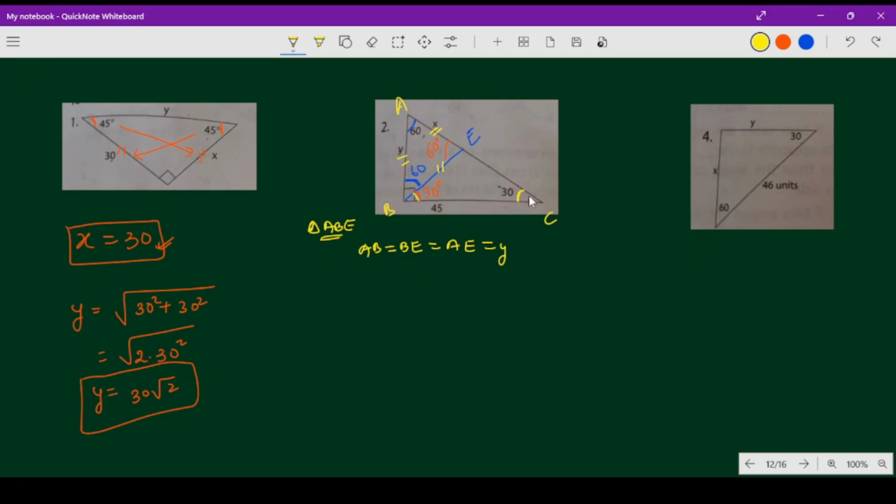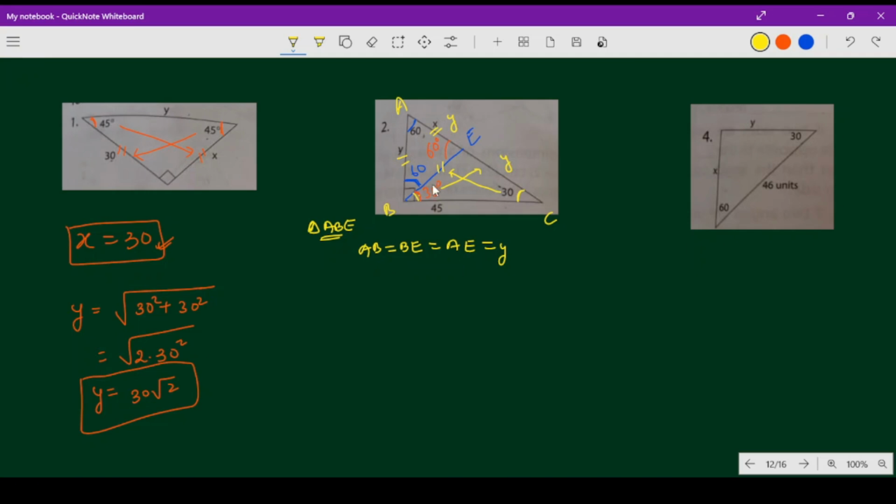Now, if we see this triangle BCE, this angle and this angle are both equal, which means the sides opposite the equal angles should also be equal. So the opposite of this angle is this side, and the opposite of this angle is this side. It means this EC is also equal to y. So here this is also equal to y, right?